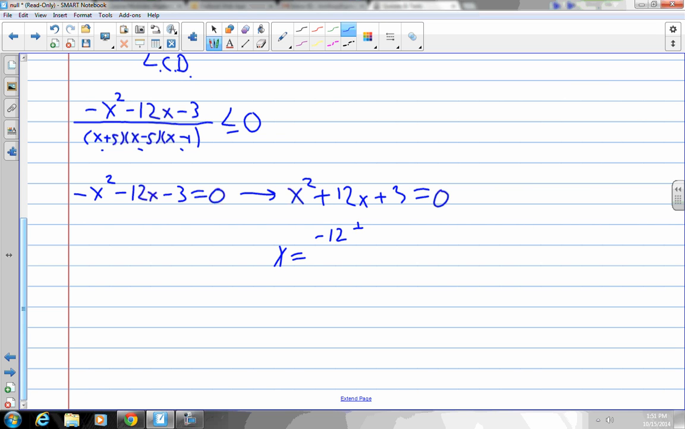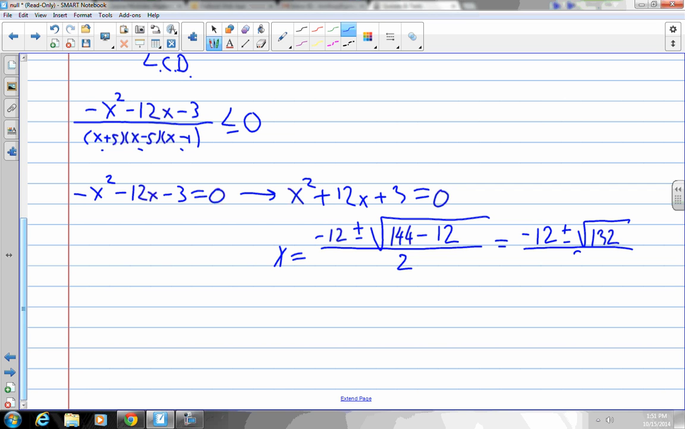X is negative 12 plus or minus the square root of 12 squared, which is 144, minus 4ac, so that's 12, right? Over 2. So it's negative 12 plus or minus the square root, what is it? 132, over 2, right? 132, I believe, is 4 times 33. So I can simplify that square root.